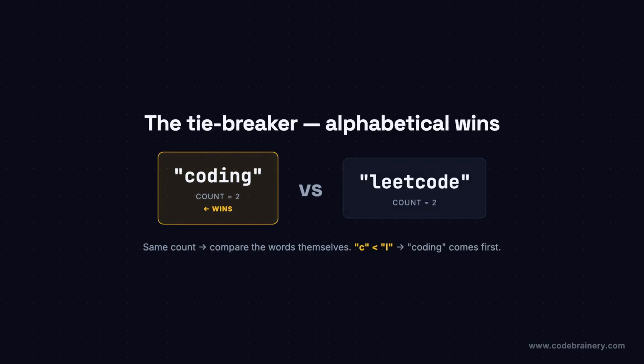When 2 words appear the same number of times, the alphabetically earlier word wins. So between coding and leetcode, both with 2 appearances, coding wins. C comes before L. This compound rule is where most solutions break.